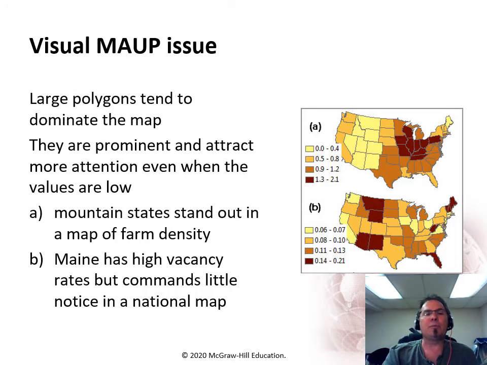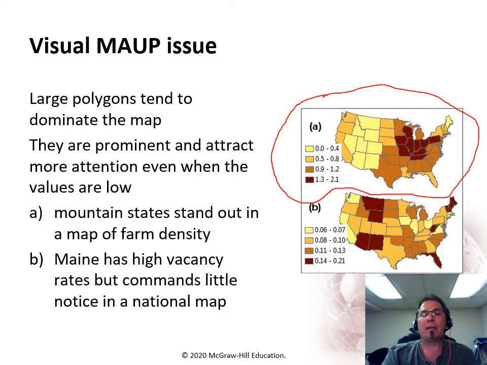So here's large polygons tend to dominate the map. We saw that with Texas with the number of farms. They are prominent and attract more attention even when the values are low. So when we took area out of the question, Texas wasn't even one of the darkest ones, like in A here. So this is the farm, going back to the farm thing. Now you can see there's sort of a region in the upper Midwest here, upper Ohio Valley, Mississippi Valley, that has the highest number of, or excuse me, farms per area. Whereas before, Texas and California just dominated the whole map. Well, they're huge states and they do have a lot of farms, but it's not telling the whole story.